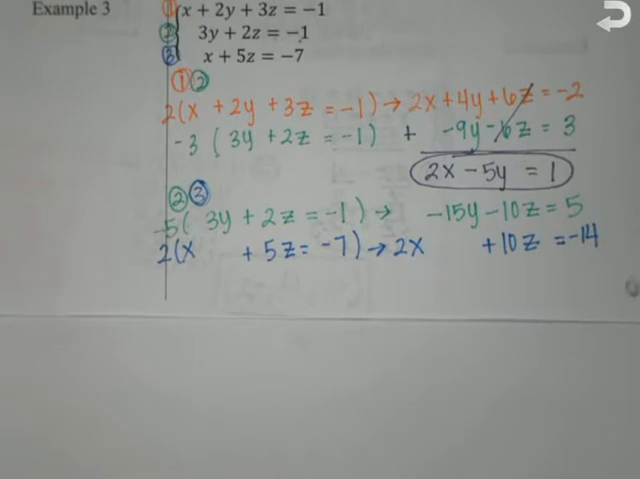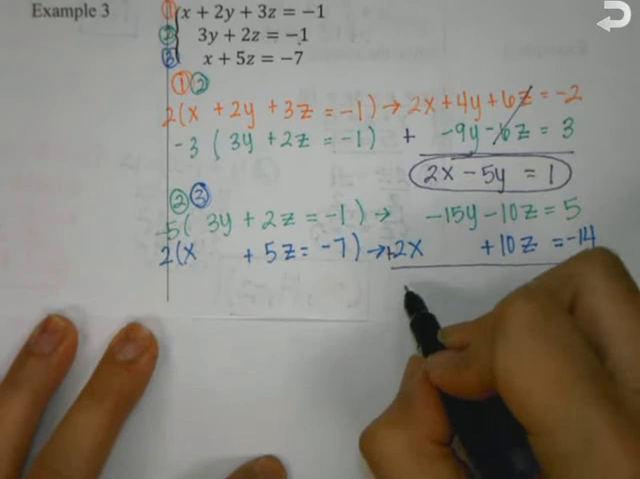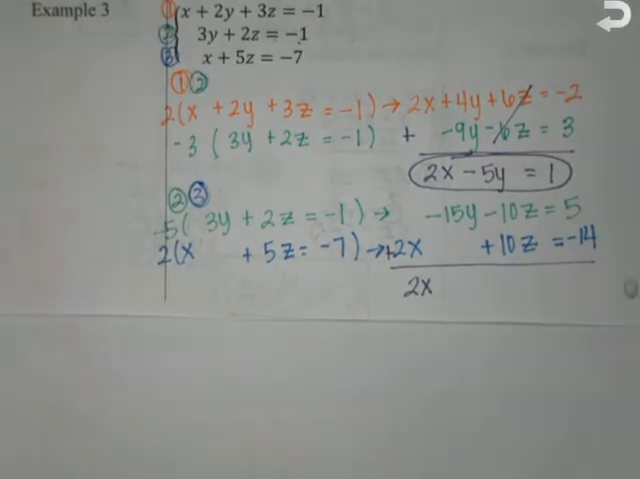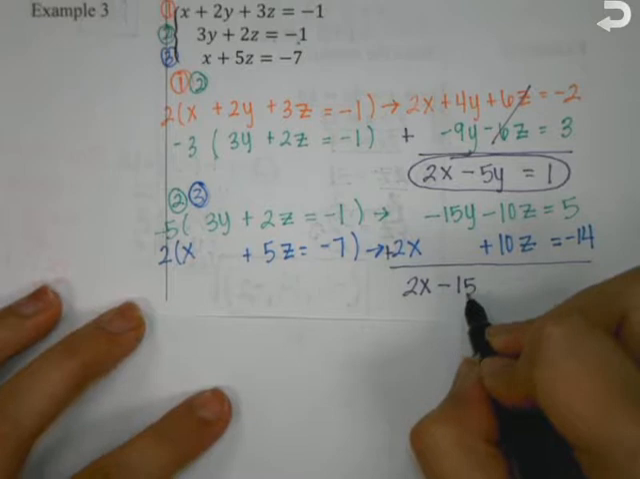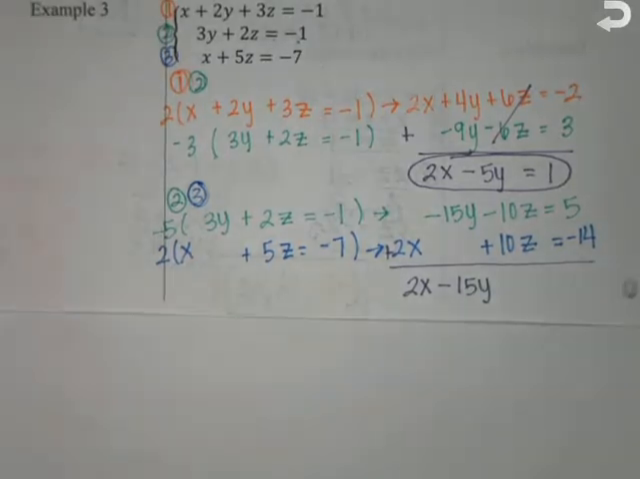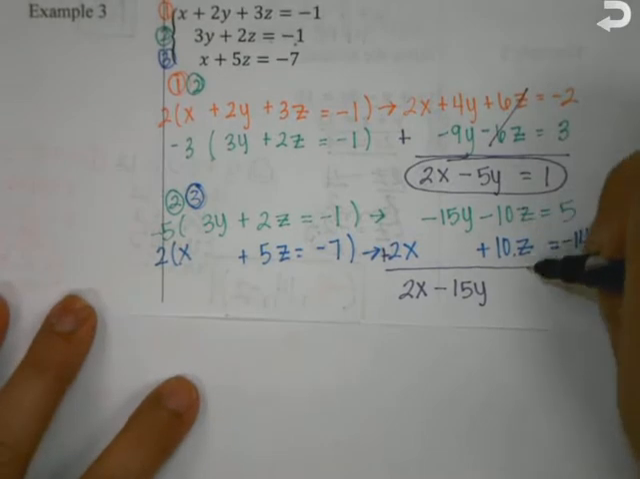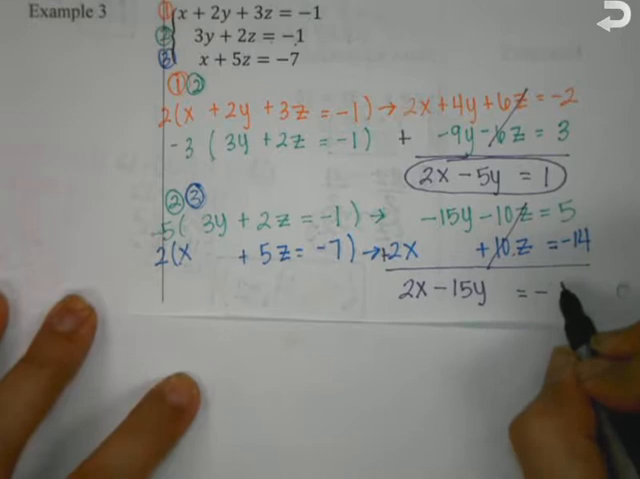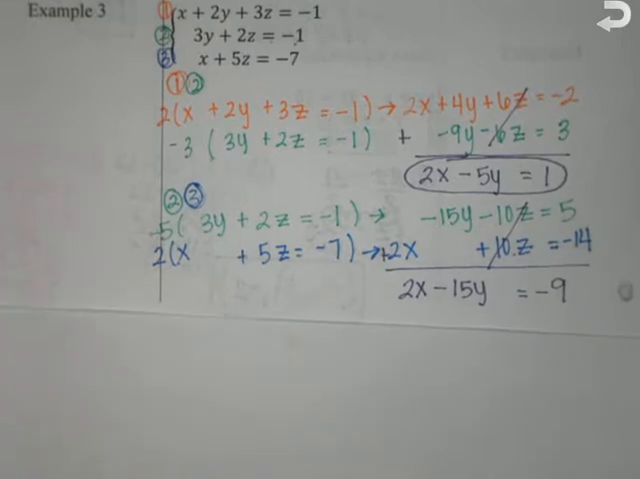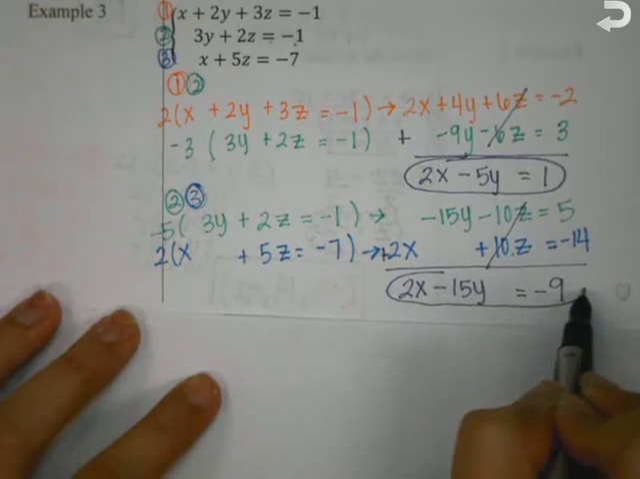0x plus 2x is going to leave me with 2x. Negative 15y plus 0y's is just going to be minus 15y. Negative 10z plus 10z cancels, equals negative 9. Circle that one. Okay. That was step 2.